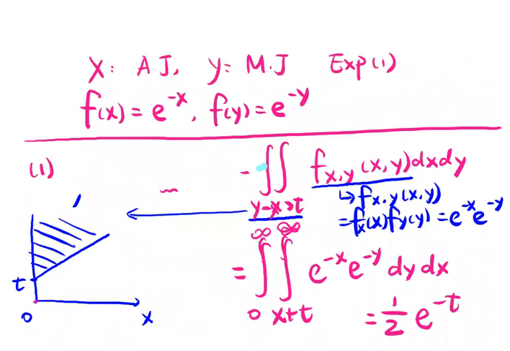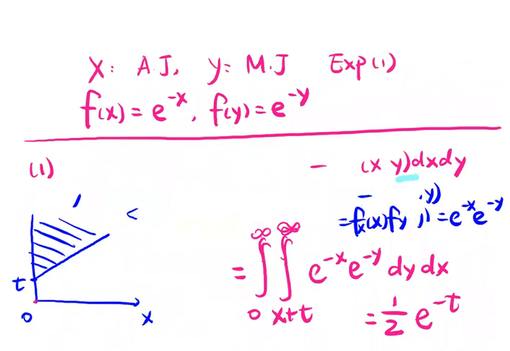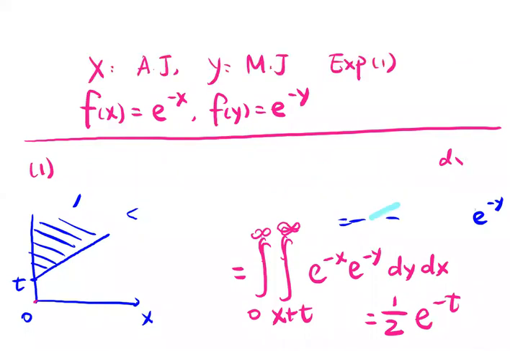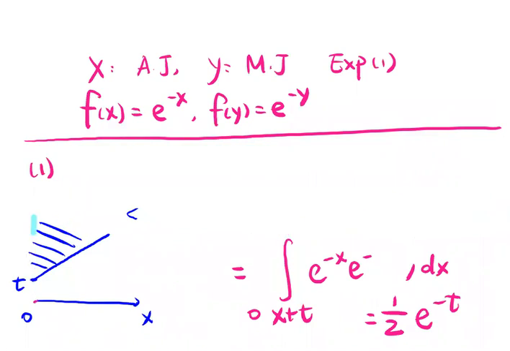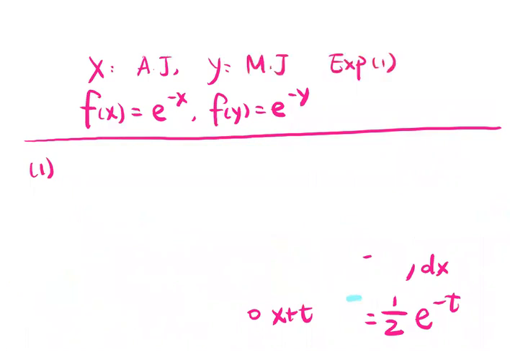The second part is asking a different question. It's asking: if both cars are brought in at time 0, with work starting on MJ's car only when AJ's car is ready and has been completely serviced, what's the probability that MJ's car is ready before time 2? So they're brought in at the same time, but you're going to do AJ's car first, and once it's done, you're going to do MJ's car.